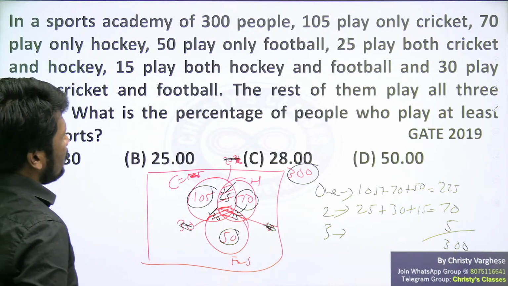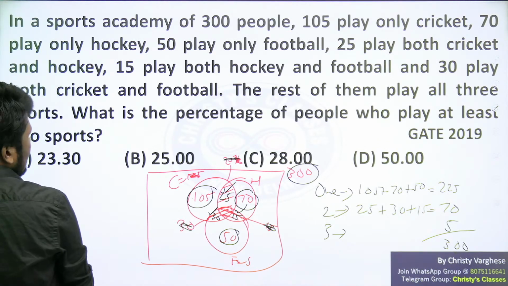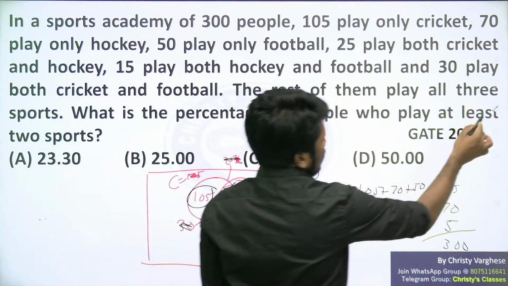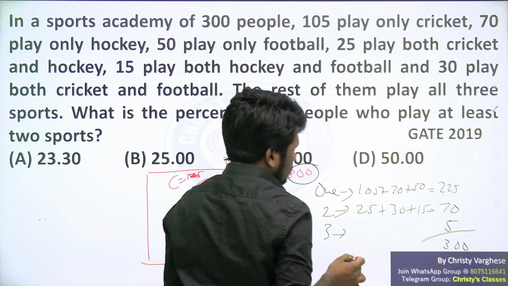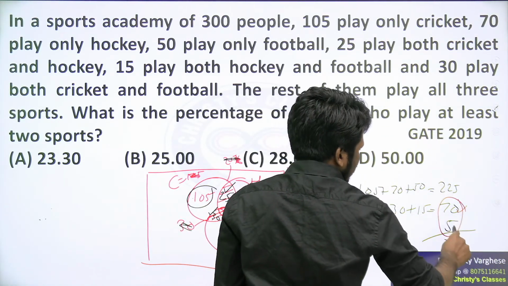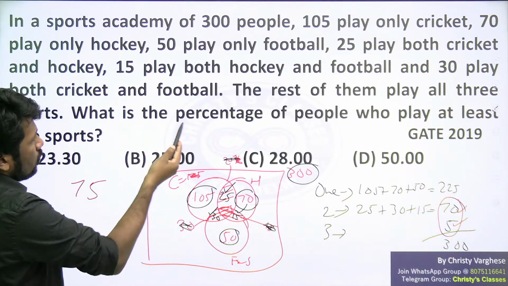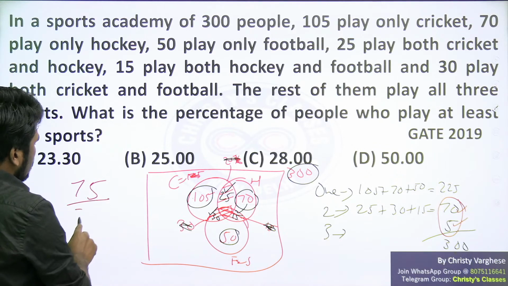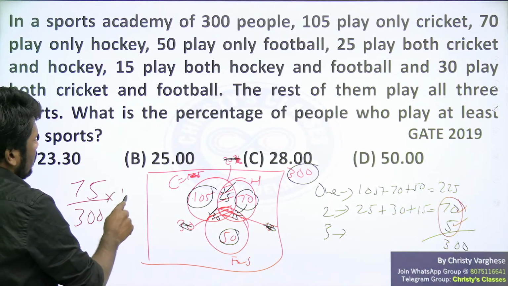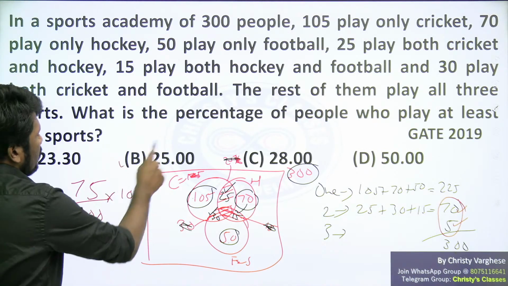Now, what is the question? What is the percentage of people who play at least 2 sports? At least 2 sports playing people is what you need. At least 2 sports means 2 sports or 3 sports. So 70 plus 5, 75 is what you need. Out of total 300. So 75 by 300 into 100. That will definitely be 25%. So 25% is the answer.